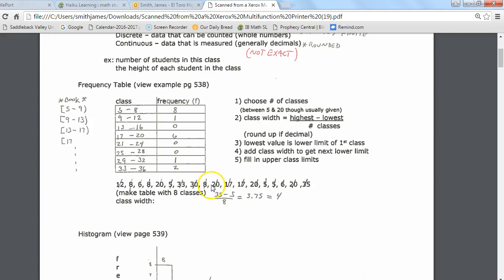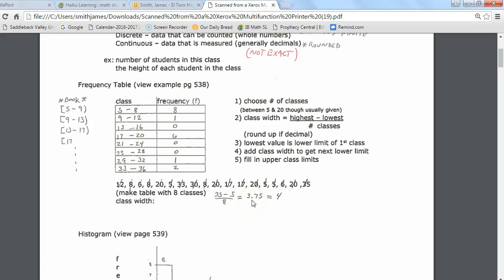The biggest number within this set of data is 35, and the smallest value is 5. If I subtract those, 35 minus 5 is 30, and we do have a special name for that: it's the range of the data. So I'm taking the range of 30 and dividing it by the number of classes that I want. 30 divided by 8 is 3.75. In this case, I must always round up, so I need a class width of 4 units.